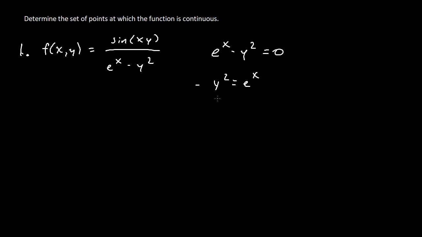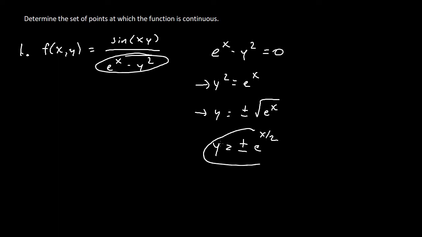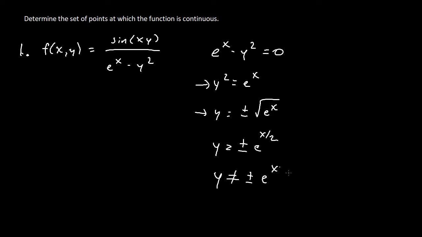And so then we can say that y equals plus or minus the square root of e to the x, which can also be written as y equals plus or minus e to the x over 2. So since the denominator equals 0 when y equals plus or minus e to the x over 2, that means for our restrictions we have to say that y cannot equal plus or minus e to the x over 2.